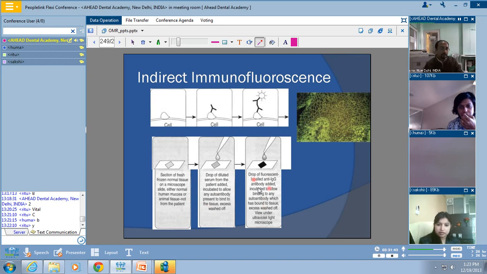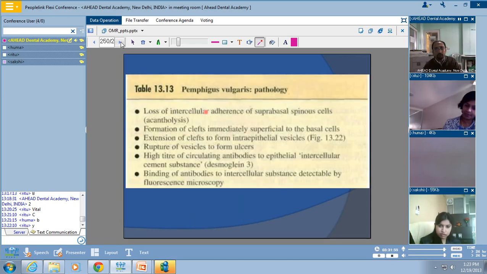So this is again pemphigus vulgaris. Is it clear? This appearance is similar to a chicken wire. So for pemphigus vulgaris, just go through it, no need to really mug it up. The main word which you need to know is acantholysis. Acantholysis is the hallmark of pemphigus vulgaris.